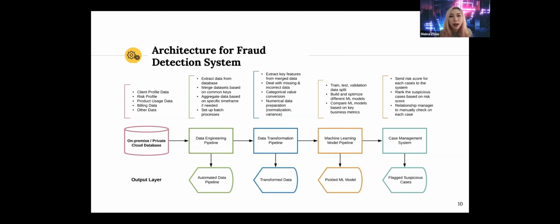Once we have done all those time-consuming and complicated data transformation tasks, we finally get to the stage of the machine learning model pipeline. This is where you do the train, test, validation data split, and then we will build a bunch of machine learning models and try to optimize them with hyperparameter tuning. And then we will also compare the machine learning model performance based on the key business metrics. Maybe you want to focus on the AUC score, maybe the F1 score, or any other business metrics that you want to optimize.